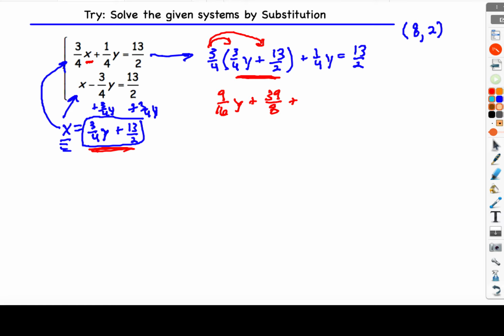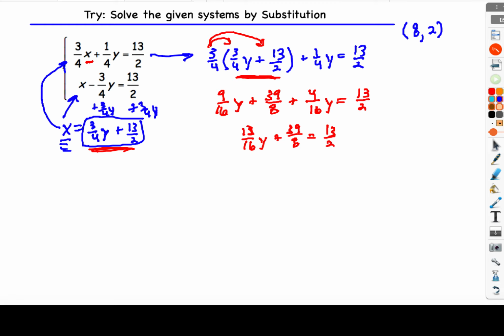So what I'm going to go ahead and do is use a common denominator. I'm going to multiply the top by 4 and the bottom by 4, just so that both of my y values are in 16ths right now. Just thinking ahead a little bit, I'm hoping that will help out. So 9/16 plus 4/16 would be 13/16 of y plus 39/8 equal to 13/2.